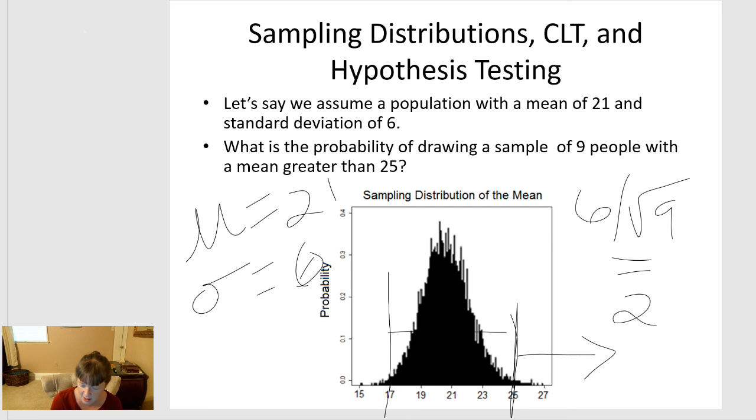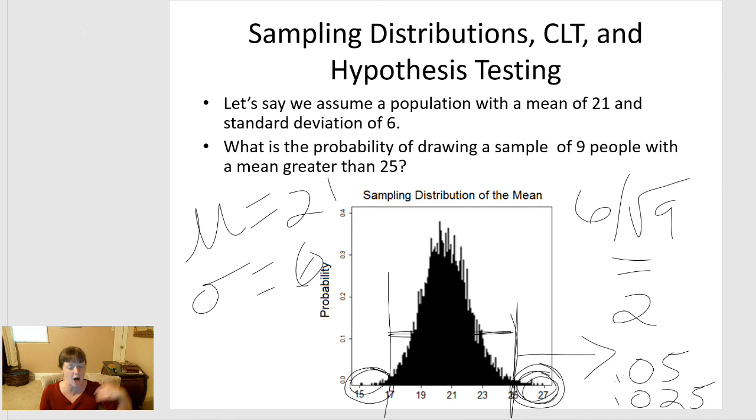And so that must mean in here is 95% or 0.95, and then what's left here and here would be 0.05, 5%. And so just over here is half of that. If 0.05 is here and here, then just over here above 25 would be half of that. Take 0.05 and divide it by 2, you get 0.025. The probability of grabbing a sample average above 25 is 0.025. Not very probable. It's only going to happen 2.5% of the time.